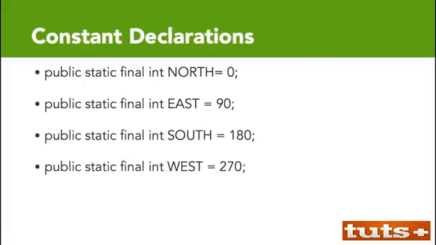Now we can use these values in our calling program that implements the bicycle interface to determine the rider's direction. This allows us to use the words north, east, south, and west without worrying about remembering the numeric counterparts.